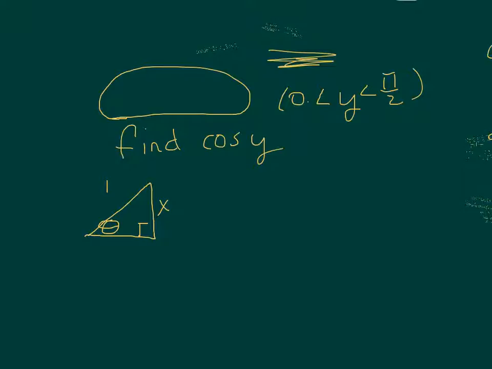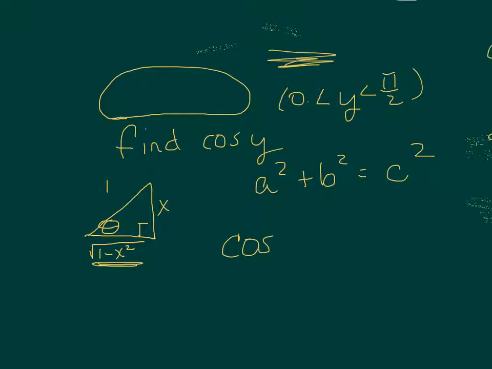The Pythagorean theorem says that a squared plus b squared equals c squared, where c is the hypotenuse. So in this case, what is the adjacent side going to be? Square root of 1 minus x squared, which is not 1 minus x. We waited a little bit. So now what's the cosine of theta?